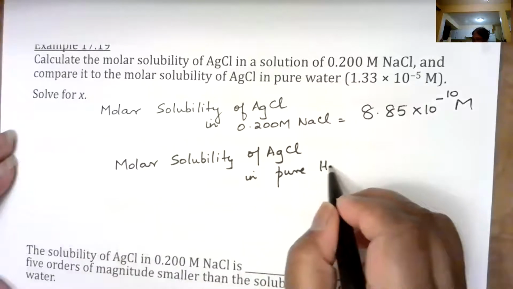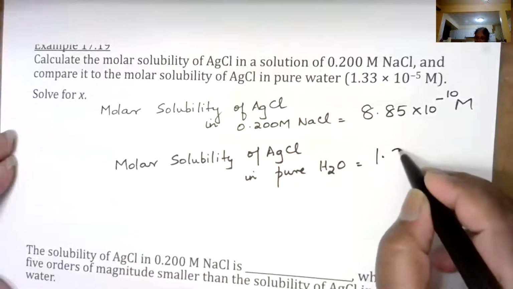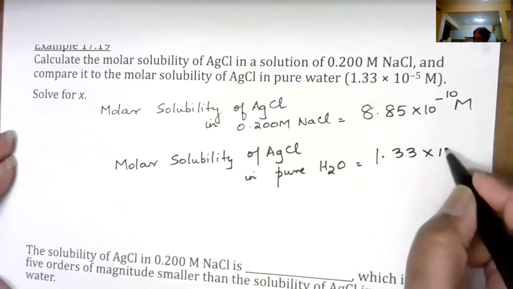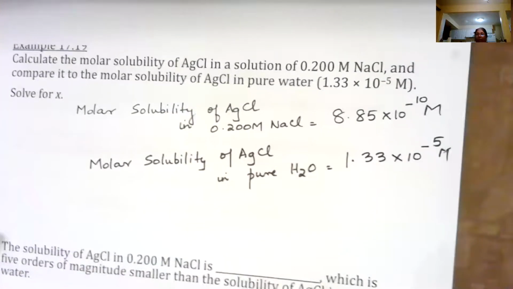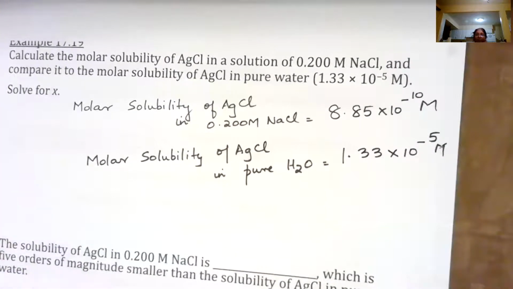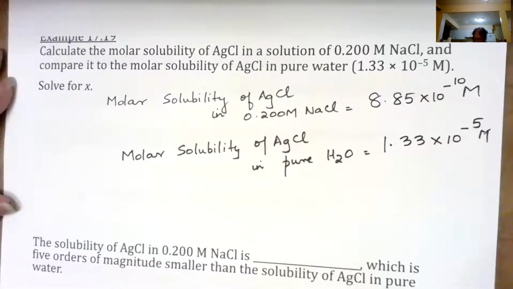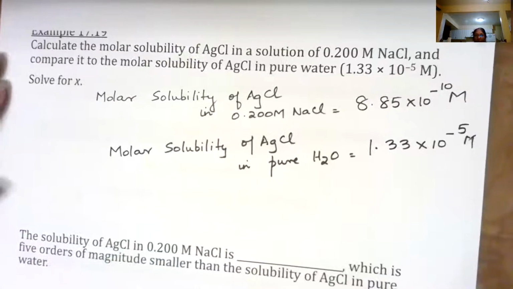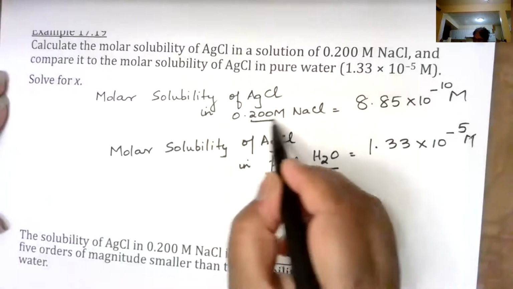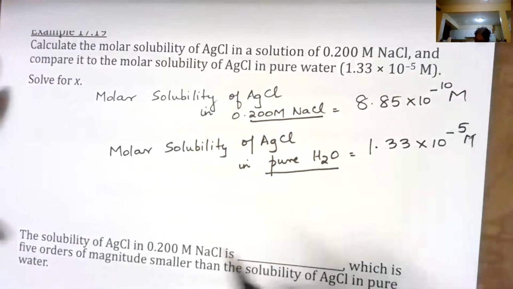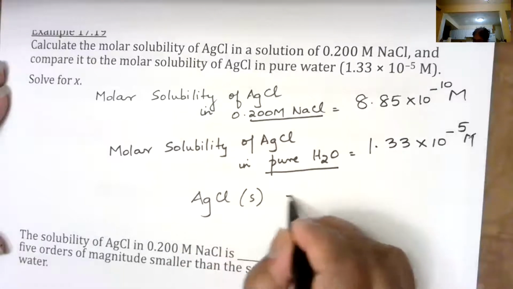So there's no common ion effect in pure water, and we saw more of the AgCl going into solution, and that's why we have a larger number. See that? So AgCl is more soluble in pure water, but it's less soluble in sodium chloride. So let's look at the equation one last time.